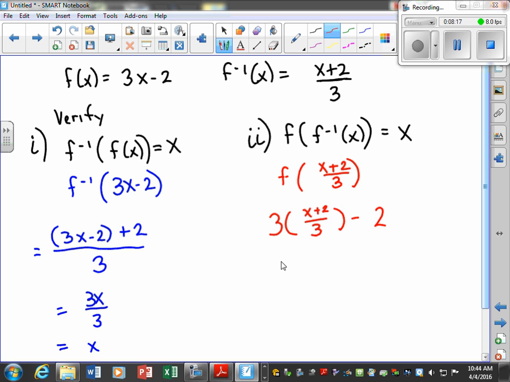Okay, now we can go ahead and start simplifying. This 3 will cancel this 3, and you'll just have x plus 2 minus 2, and then those 2's cancel. So this just gives you equals x. So we can say thus inverses. So these have checked both conditions and are inverses.